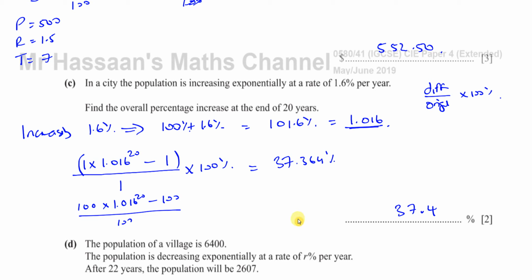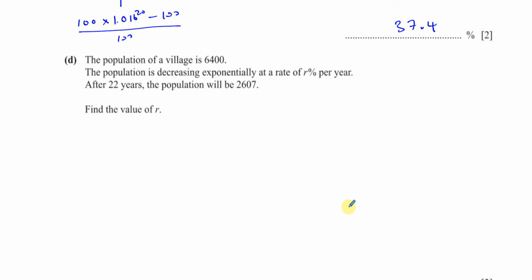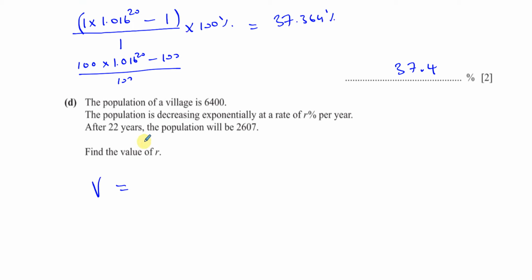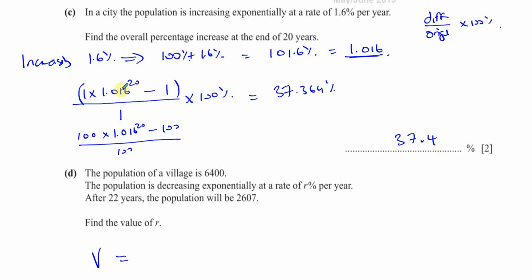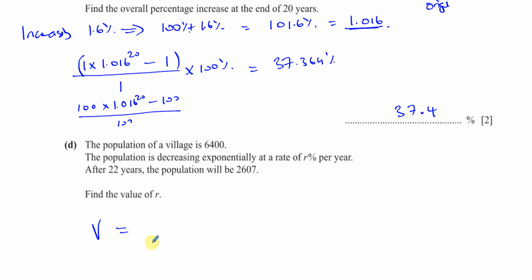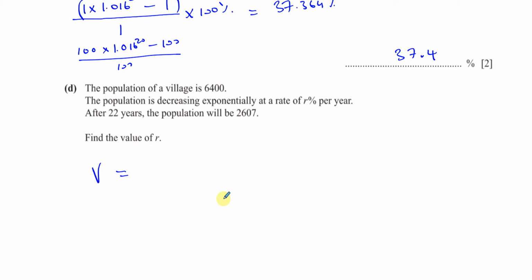Now, part D says the population of a village is 6,400. The population is decreasing exponentially at a rate of R% per year. After 22 years, the population will be 2,607. Find the value of R. Here I'm going to use the actual formula for compound percentages, which I could have used here as well, but it's basically the same thing I did there, and using the formula might just be more useful.